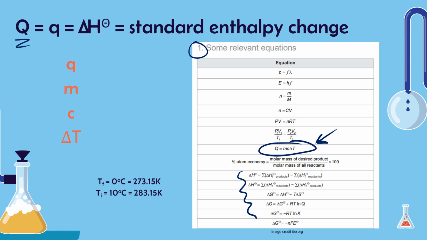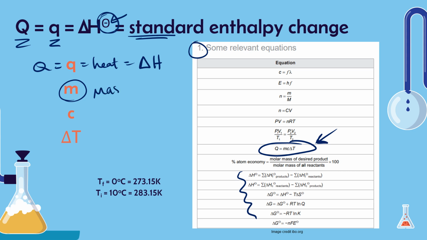Q is our heat, which is the same thing as our change in enthalpy. And sometimes we throw in this extra little theta to say that it is the standard enthalpy change. We are at standard temperature and pressure. M is for mass. C is specific heat. And then delta T, of course, is our change in temperature. Change in temperature is going to be final temperature minus initial temperature.